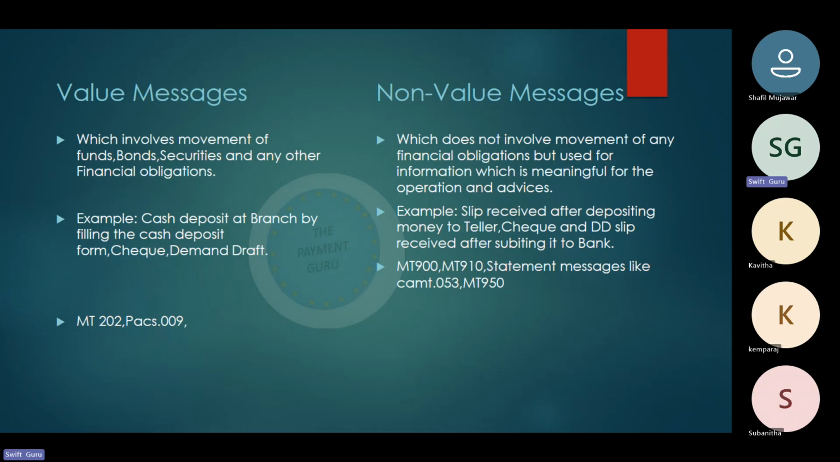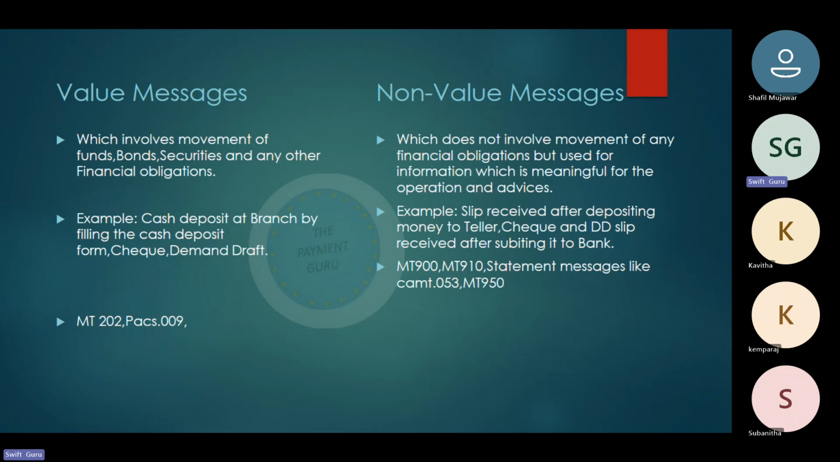Similarly, a check is one of the non-electronic ways of messaging, and a demand draft is another non-electronic way of messaging. Electronic examples are all the MT and MX messages, where the financial movement of funds happens, like MT202, PACS.009, etc., which we'll learn in upcoming sessions.